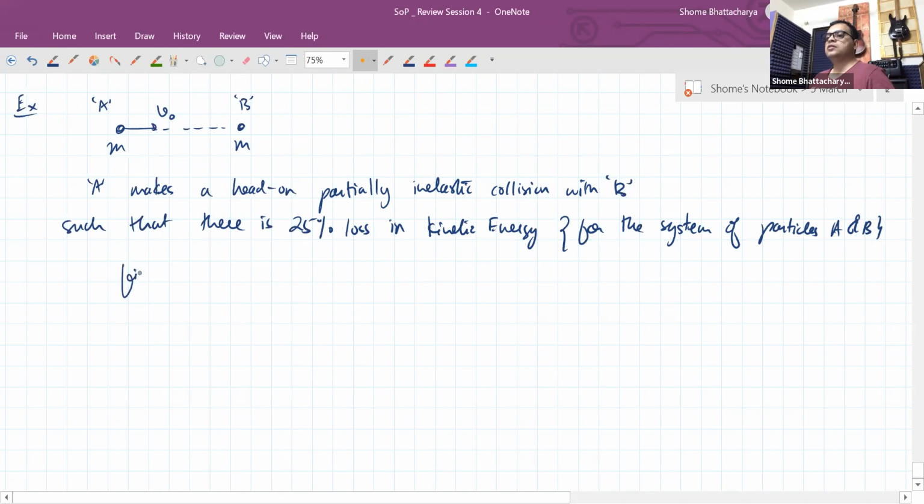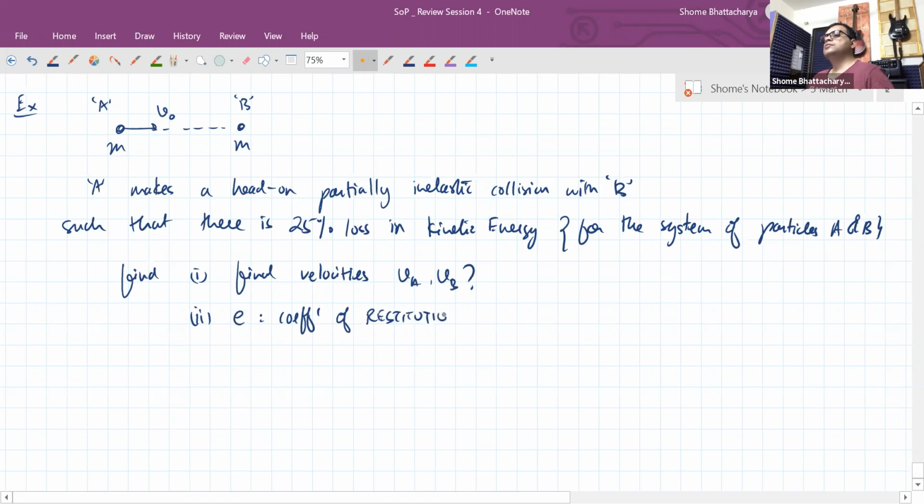So we want to find the final velocities, and we want to find E, that is the coefficient of restitution. We know that E will be between 0 and 1, but how much it will be, we want to find that out. Okay, so let's look at this question.